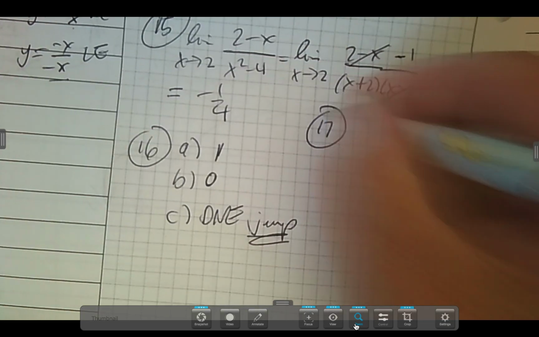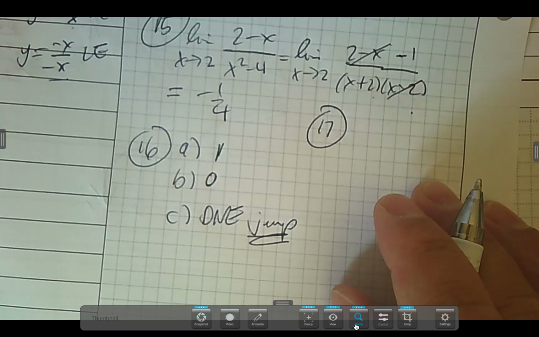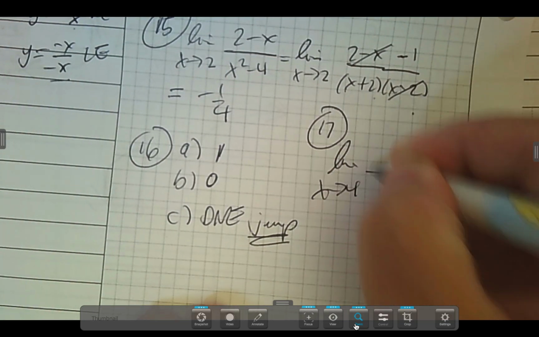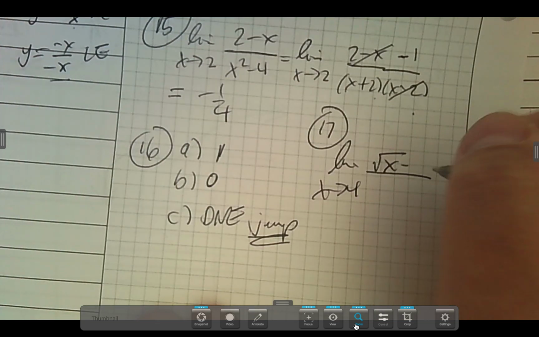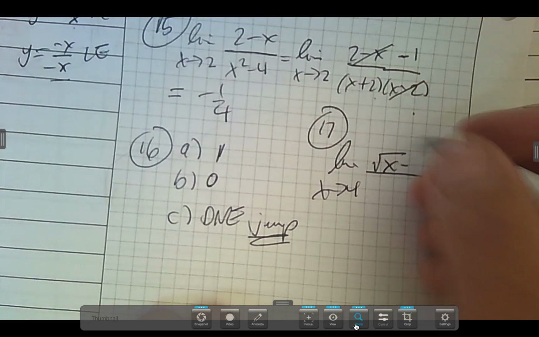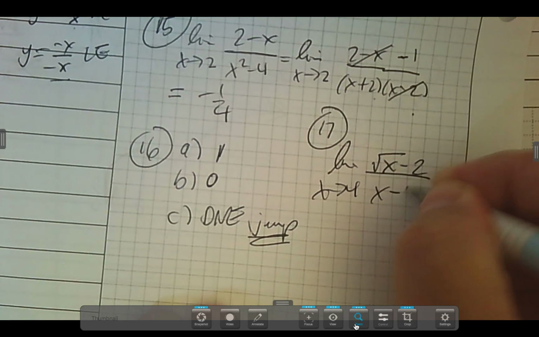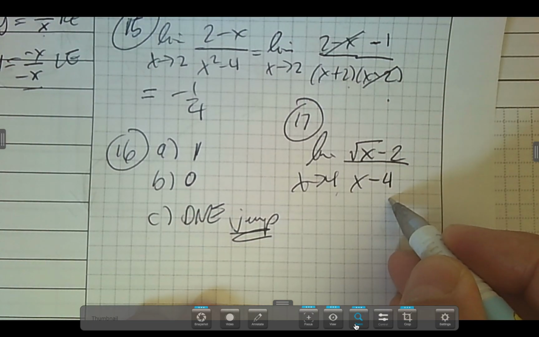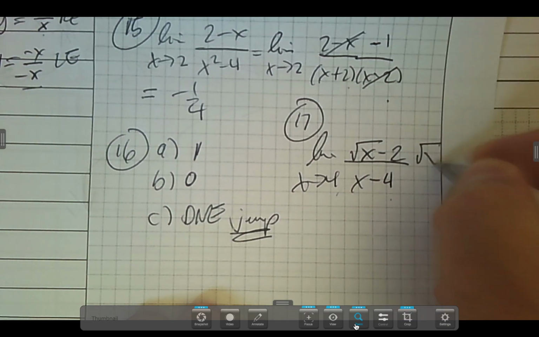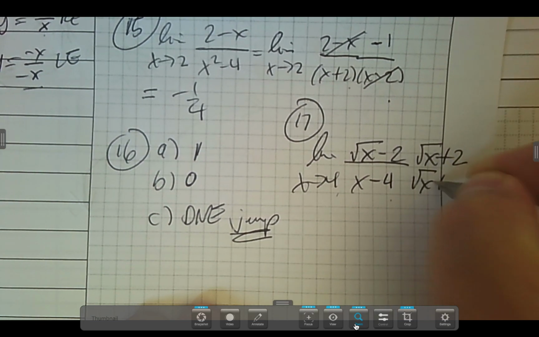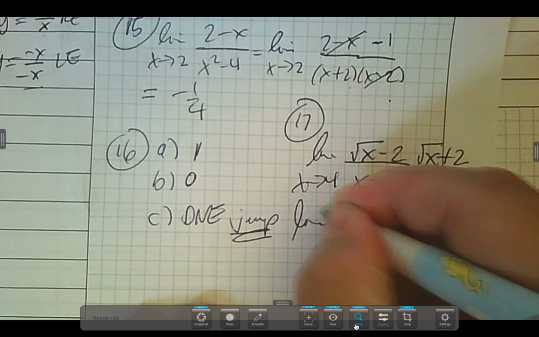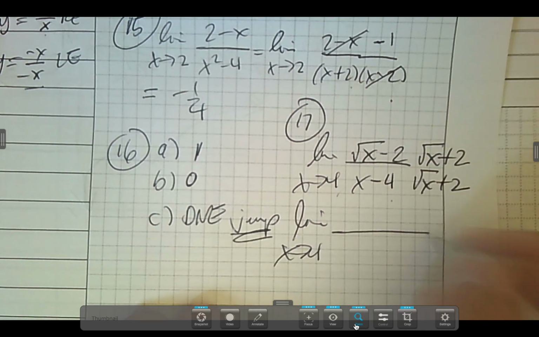Number 17. What's the limit as x approaches 4 of the square root of x minus 2 over x minus 4? So I plug 4 in. It's indeterminate. I can't factor it, so I multiply times the conjugate to undo that. So that's the limit as x approaches 4.